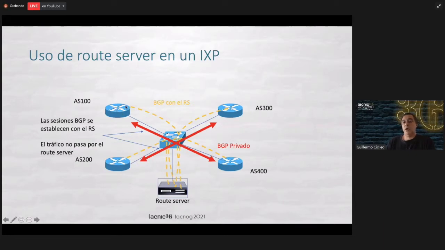Instead of doing BGP sessions all with all, there is a device, which is the route server, which is a kind of route reflector. All the operators have a BGP session with this route server. For example, Autonomous System 100 does a BGP session with the route server, 200, etc. And all establish a BGP session.